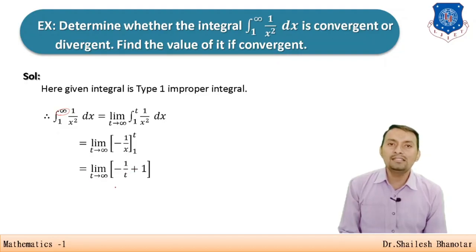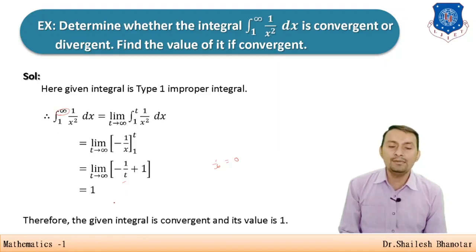But when you take t tends to plus infinity, what you are going to get is 1 divided by infinity, which is 0. So finally you will get only 1. So we can say this is a finite answer. Therefore, the given improper integral is convergent and its value is 1.